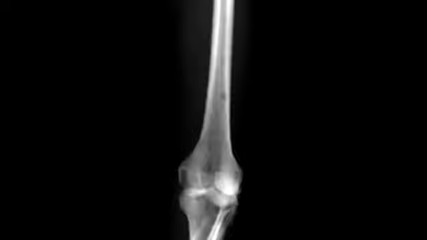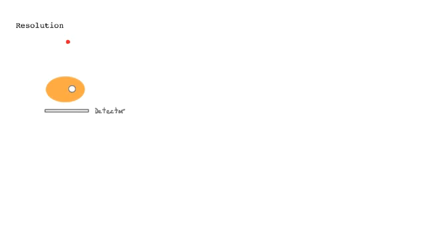So contrast is one dimension of image quality, the bone or other tissue standing out against this background, but there are other dimensions as well. And so let's talk about the next one, which is the resolution of the image. So the image should be sharp and not blurry. So let's talk about what makes an image sharp or blurry. So the parameter we're talking about is resolution, spatial resolution.